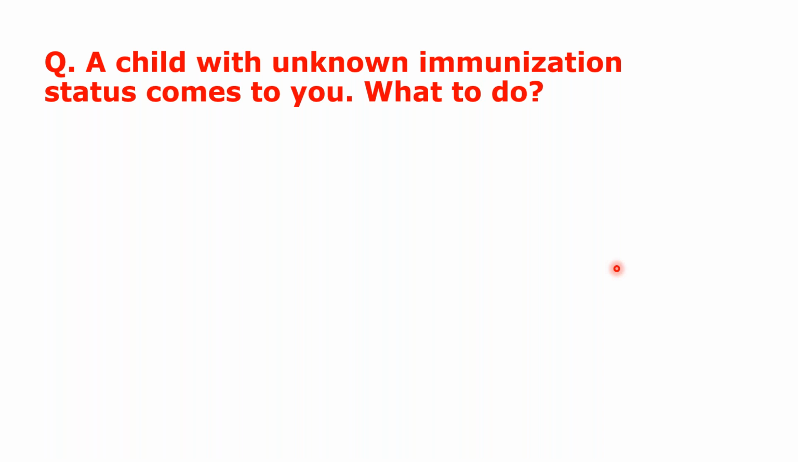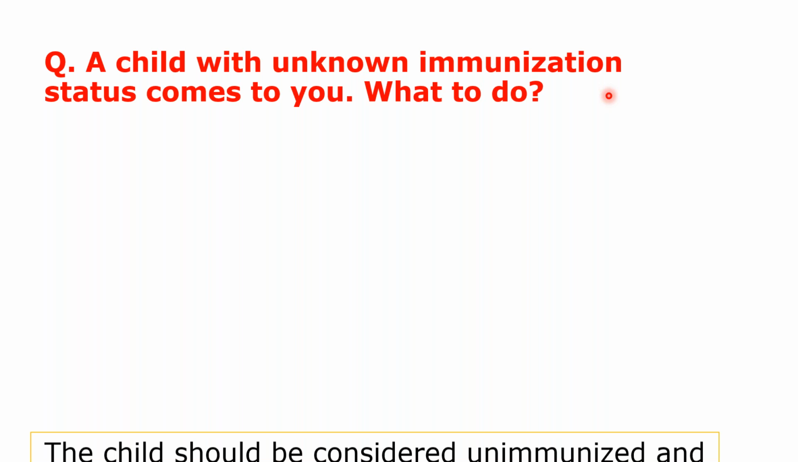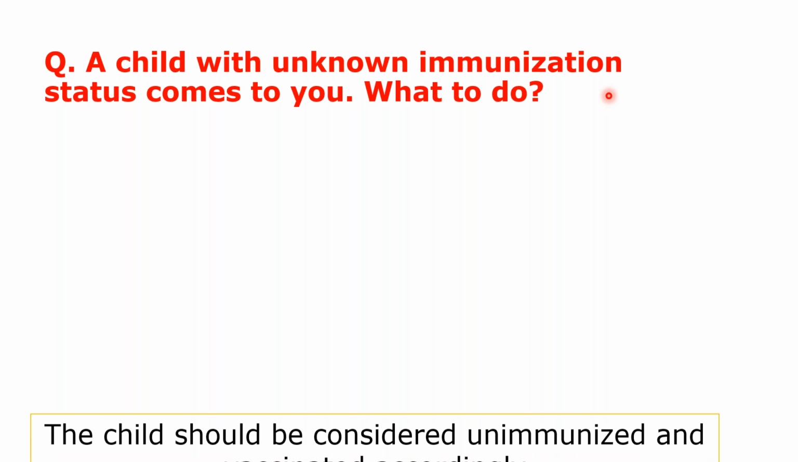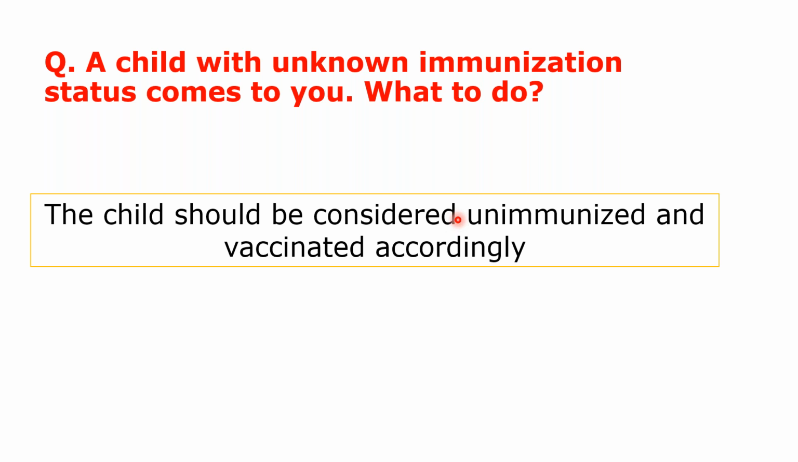Okay, Shivaya says we can check for BCG scar, right? And Swati says give vaccines whose upper limit is still due. Nikita says catch up based on age. Anil Pragya says immunize him with all the age appropriate vaccines. Pariniti says give according to age from beginning. So if a child comes with unknown immunization status, you're right. The child should be considered unimmunized and vaccinated accordingly, and all the vaccines appropriate to his age should be given. So age appropriate vaccination of the child should be done.